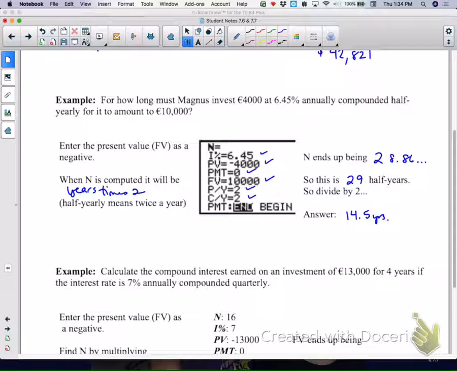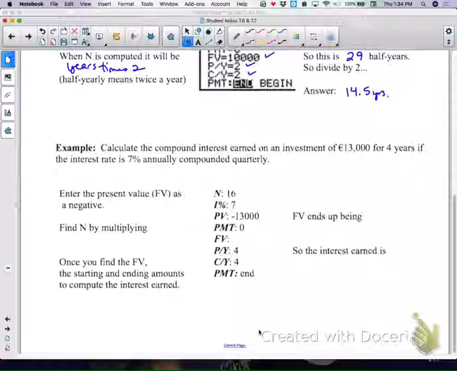Now, if we had been compounding monthly, then I would end up dividing my answer by 12. Compounding quarterly, I would divide my answer by 4. Okay. All right, last one. Calculate the compound interest earned on an investment of 13,000 euros for 4 years if the interest rate is 7% annually compounded quarterly. Okay, so present value, that's going to be a negative, so we've got negative 13,000 there.